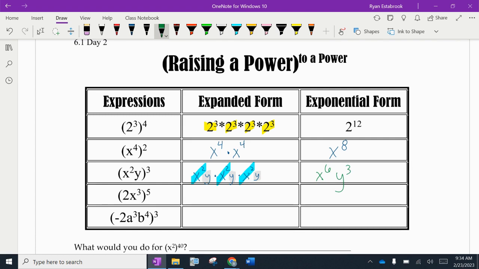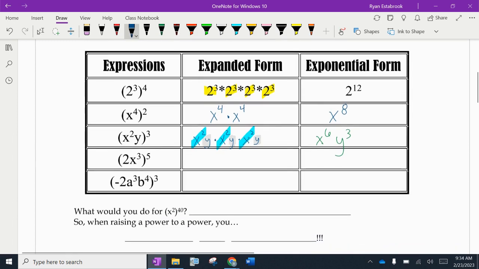A couple more examples of doing this really the long way. 2x cubed to the 5th. See if you can write out what that means. Write it out in the expanded form. So we're writing 2x cubed times itself a total of 5 times. And I'm looking for an exponential form here. 2, 2, 2, 2, 2.